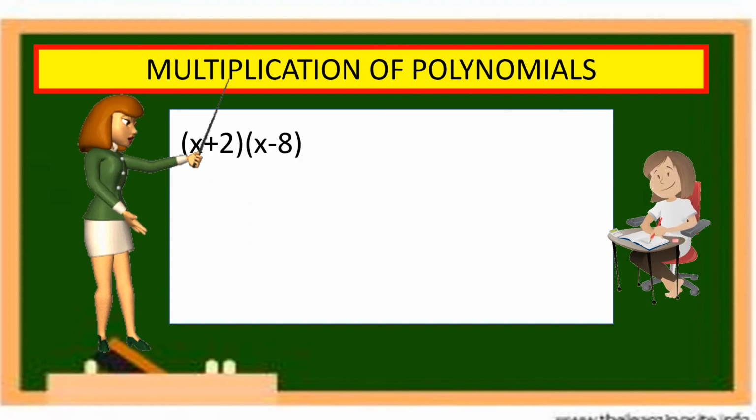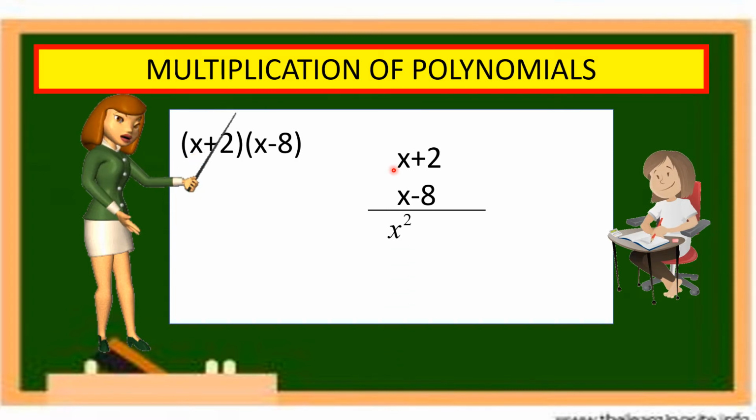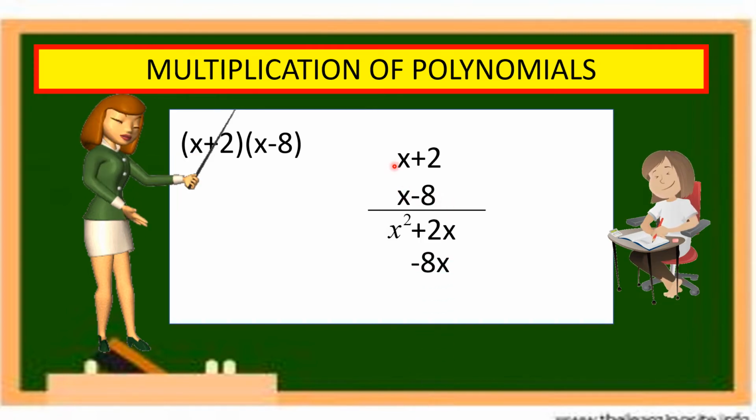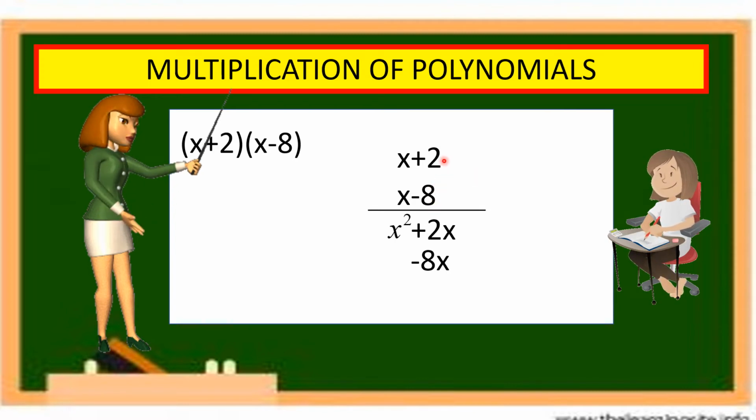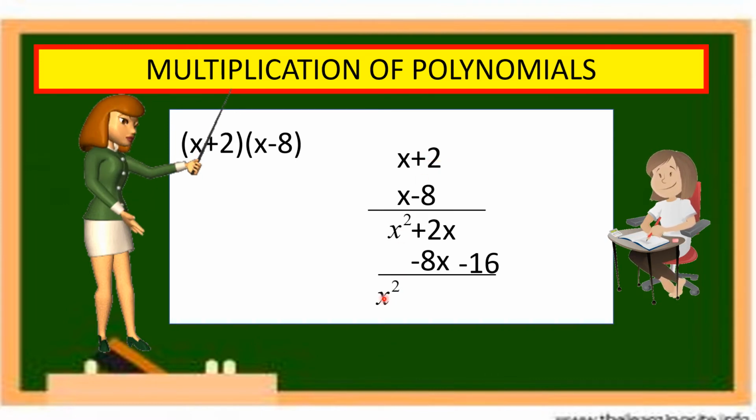In finding the product of x plus 2 times the quantity of x minus 8. First, we will multiply x times x. X times x is x squared. 2 times x is 2x. Negative 8 times x is negative 8x. Negative 8 times 2 is negative 16. Then, bring down x squared. Positive 2x plus negative 8x is negative 6x. Then bring down negative 16.